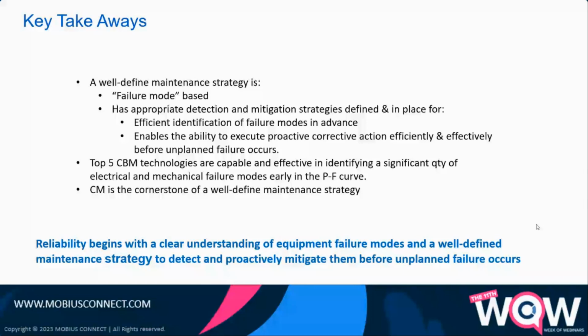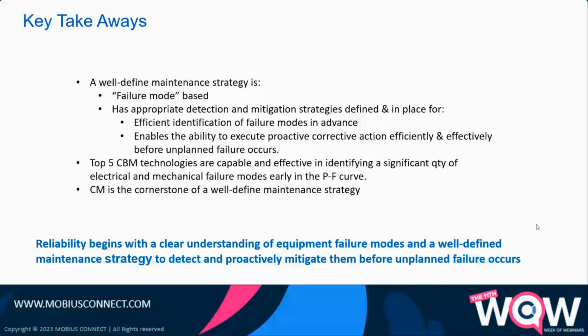So the key takeaways here on this first section is, a well-defined maintenance strategy is failure mode based. It also has the appropriate detection and mitigation strategy defined and in place to efficiently identify failure modes in advance and provide the ability to execute proactive corrective action efficiently and effectively, of course, before unplanned failure occurs. All the condition monitoring technologies are capable and highly effective in identifying a significant quantity of electrical and mechanical failure modes early in the PDAF curve in your equipment in your plant. And again, condition monitoring is the cornerstone of a well-defined maintenance strategy.